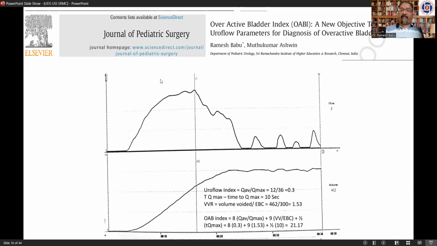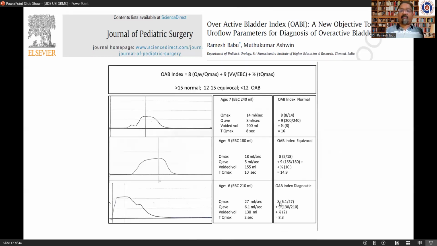So to define that, we introduced this overactive bladder concept, a new concept where we use the Uroflow index. A Uroflow index is basically Qavg by Qmax, and then time to Qmax, that is the time taken from the initiation to the Qmax, and then volume voided as a percentage of the expected bladder capacity. So with that, we can tell whether somebody has a normal uroflow index. If it is more than 15 on the Uroflow OAB index, then probably it's normal.